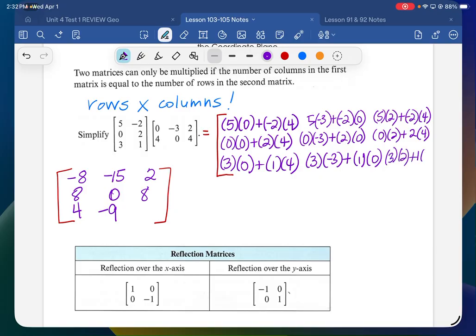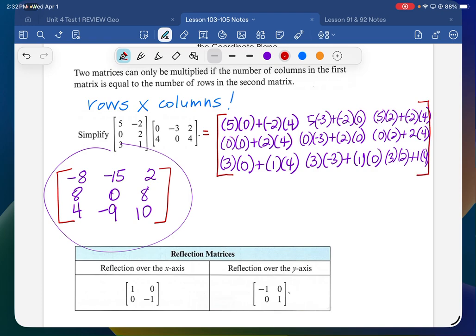And it's 10. Yay, y'all did it. This is our final answer. When you multiply those two matrices, that's your final answer. I ran out of room here, but this should have been closed off.